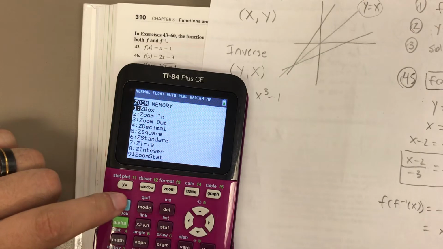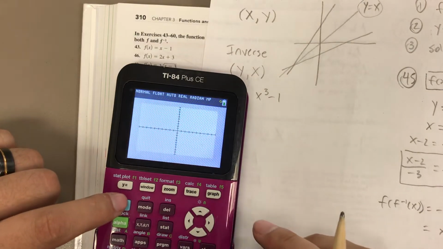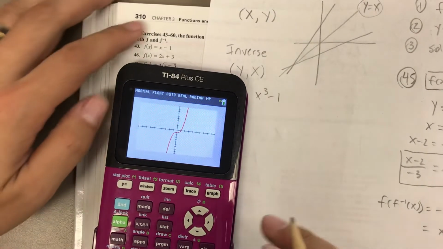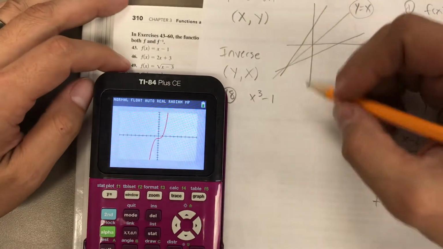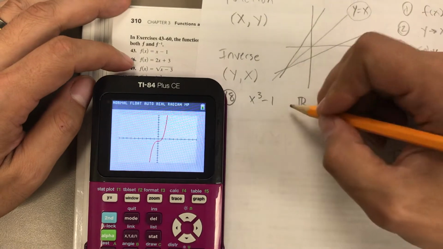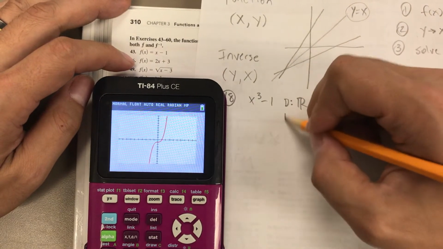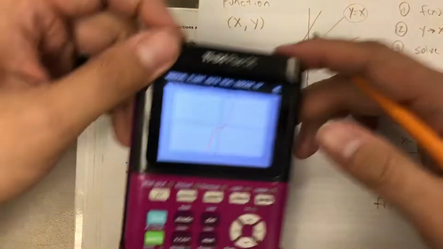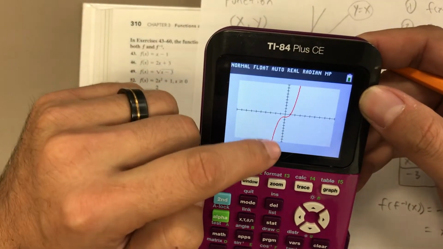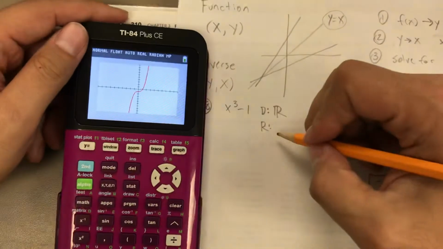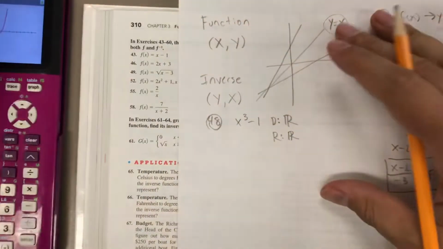And make sure I've got our nice grid there. There we go. Okay, so there's our function. All of the x values are going to be accounted for here because there's no domain restrictions, because it's a quadratic, or not quadratic, but a cubic. And then the range, if you notice, the y values will continue to go down and up. So that means that we have all real numbers for the range as well.